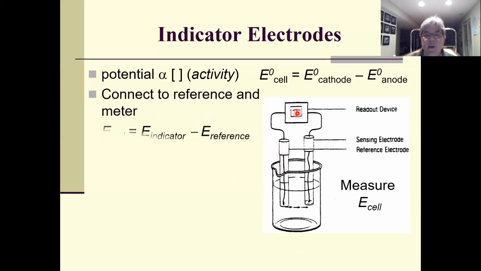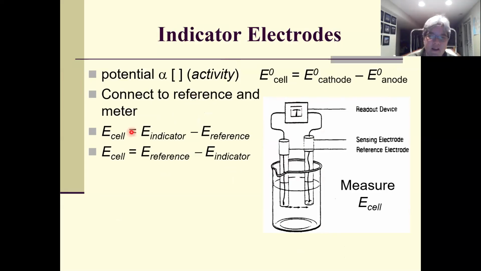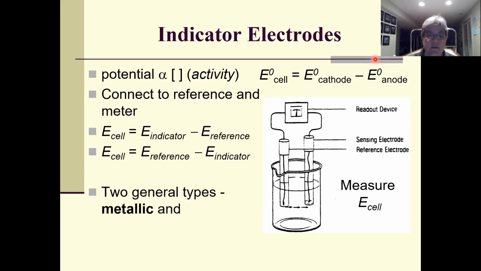Okay, and remember the general equation, really the only equation you have to remember for these is E cell is cathode minus the anode. Usually that's the indicator minus the reference, but sometimes those are switched. Okay, but really you don't have to remember these if you just remember cathode minus the anode. And then when you look at the cell, that will tell you which one's the cathode, which one's the anode.